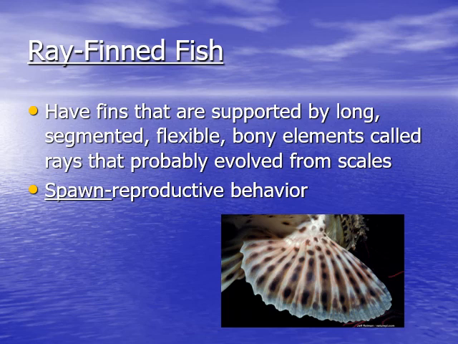Ray fin fishes are going to be reproducing by spawning, where they'll lay their eggs into soft areas, almost like nests in a pond or a river bank, and then the male will come around and release the sperm cells to fertilize those eggs. So that's going to be their reproductive behavior.